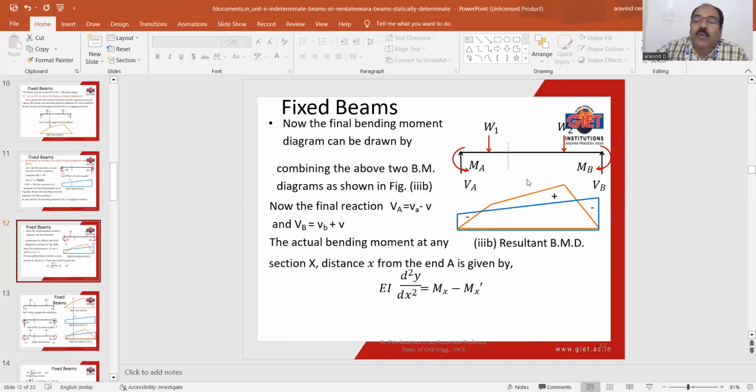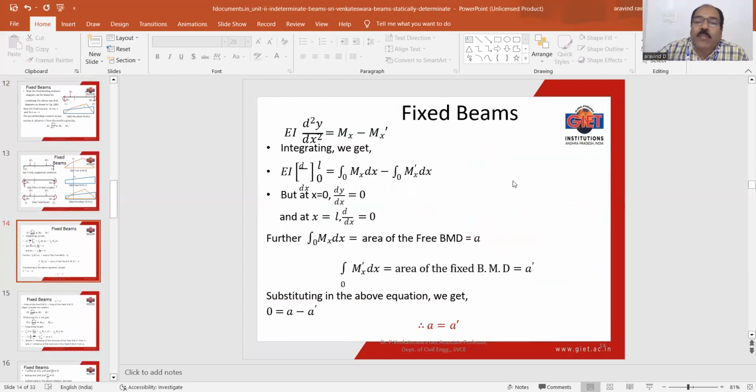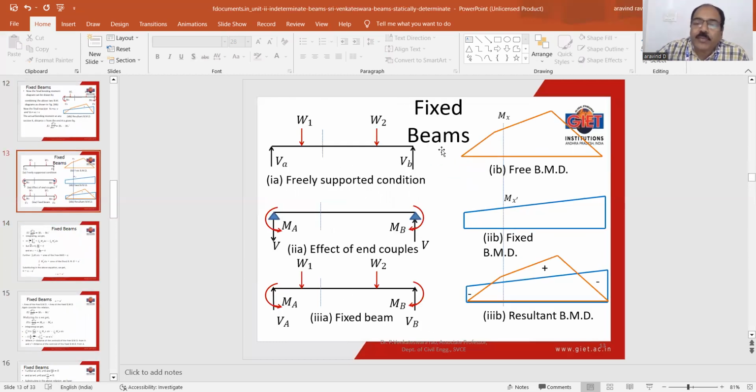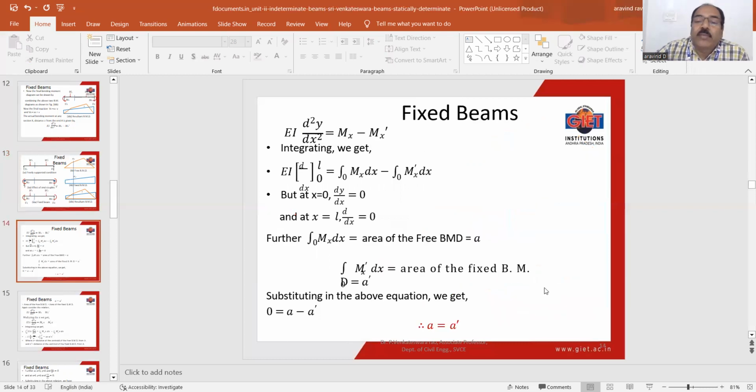Now, we have to develop some compatibility equations. Here you can see the stage 1 diagram. This is the stage 1 bending moment diagram, purely because of external loads only. The stage 2 diagram is the fixed end moment bending moment diagram. This diagram is because of the fixed end moments at A and B due to fixing of the supports. By combining these two, we can develop the resultant bending moment diagram.